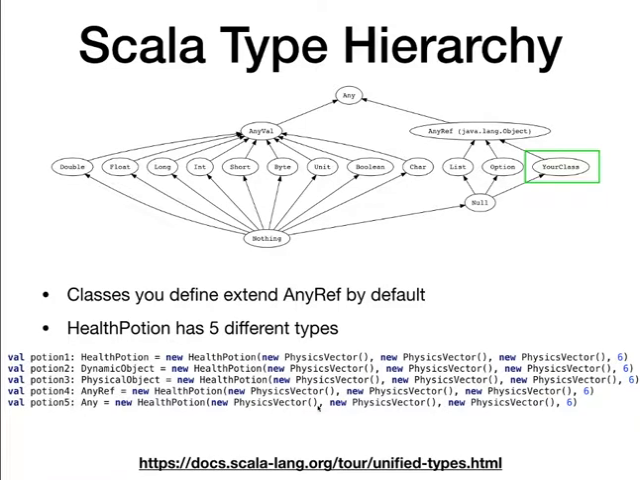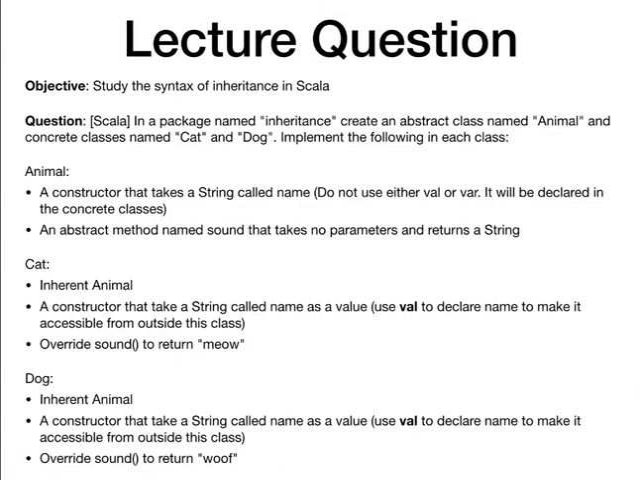I foreshadowed a bit. The example we'll see is mostly so it works with our physics engine. Our physics engine works with dynamic objects. Well, health potion is a dynamic object, so it's going to work with our physics engine. It's going to be able to be updated with that physics engine. Which brings us back to the lecture.